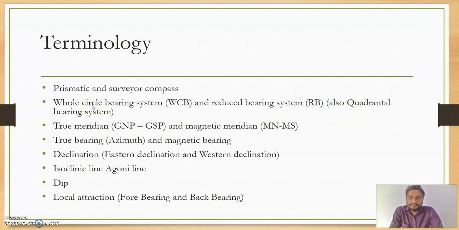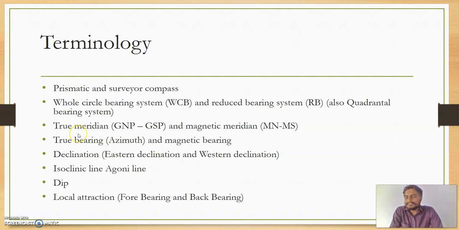Whole circle bearing system mentions the reading from 0 to 360 degree, but in case of reduced bearing system, the values range from 0 degree to 90 degree. Okay, we will see the exact picture in the problem. I will explain later in a detailed manner.